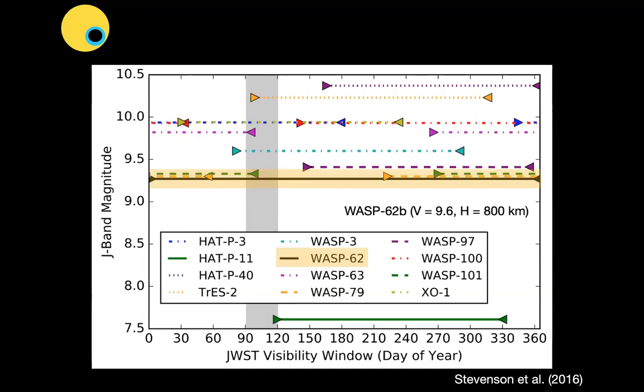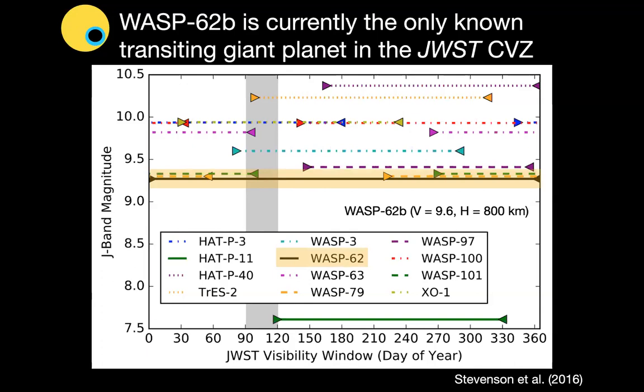With the launch of TESS, we've found 5 giant planet candidates near the south ecliptic pole, but none of these candidates have as yet been confirmed as planets. Some of these TOIs show evidence of blending or V-shaped light curves, which makes WASP-62b particularly special because it is currently the only known transiting giant planet in the JWST CVZ. It also has a predicted signal of about 180 parts per million per scale height for a cloud-free atmosphere, but we had no evidence as to whether WASP-62b had a cloudy or cloud-free atmosphere until now.